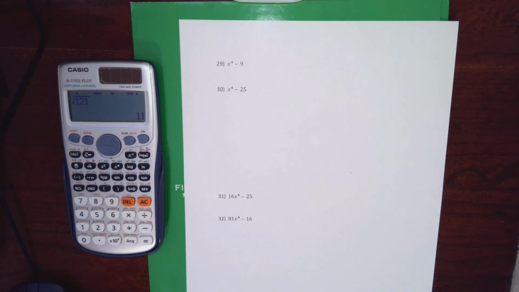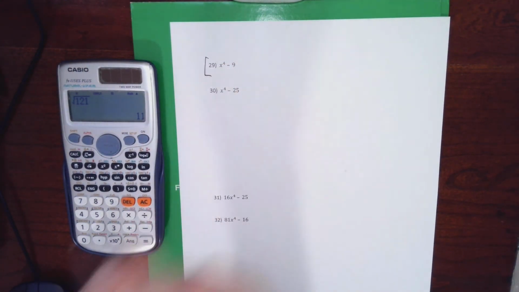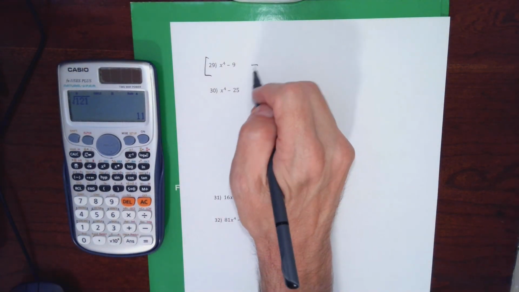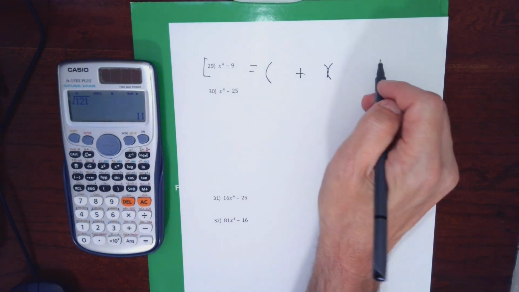Let's do, I just did odd problems, or did I just do even? I just did even. Let's do the odd problems on this sheet. For 29, it's a difference of squares. The exponent is even, there's a minus between, 9 has a nice square root. I'm going to create two parentheses, factor it.